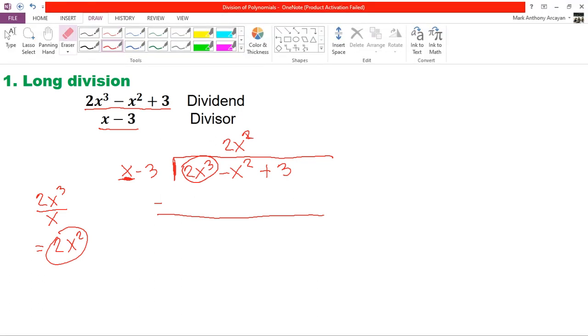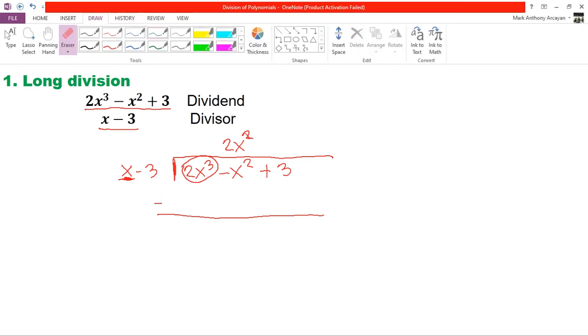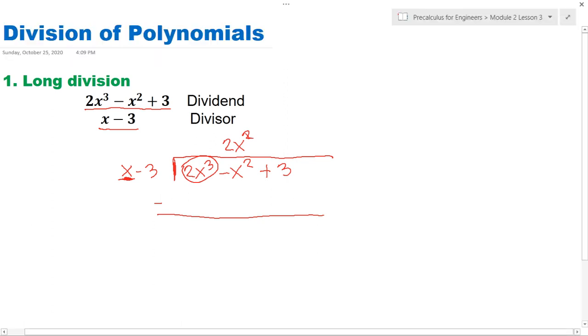Then, i-subtract mo na, i-multiply mo siya sa divisor mo. So, 2x squared times 3, unahin natin 3. So, we have negative 6x squared. And i-align mo siya dun sa kapareho niya. Since x squared, i-align mo sila. Then, 2x squared multiplied the leading term. So, you now have 2x cubed.